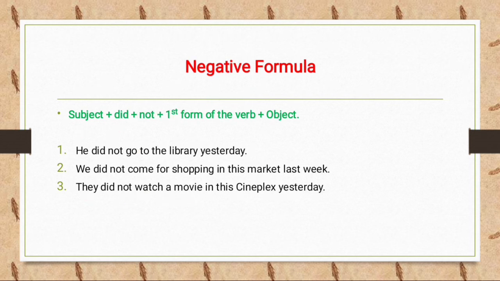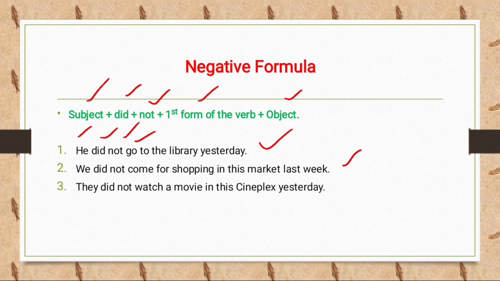Now it's negative formula of past indefinite tense: subject, did plus not plus first form of the verb plus object. Now the first sentence is: he did not go to the library yesterday. He is what? Subject. Did is helping verb, and again we are using not because when we talk about negative then we have to use not. Go is first form of the verb, and to the library yesterday is what? Object.